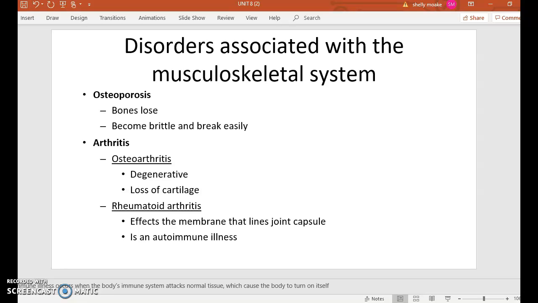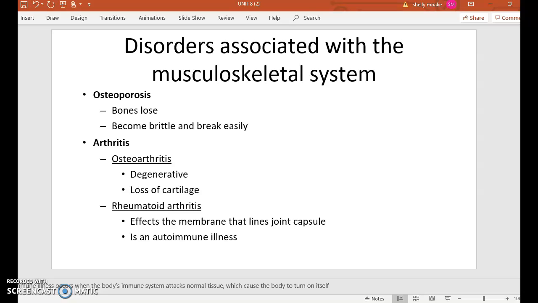Disorders associated with the musculoskeletal system: osteoporosis is bone loss. It's where the bones become brittle and break easily. Arthritis is inflammation of the joints. Osteoarthritis is a degenerative disease where there is a loss of cartilage.